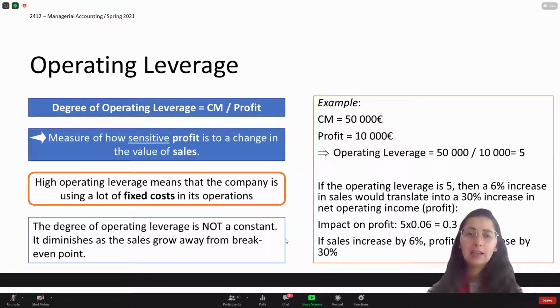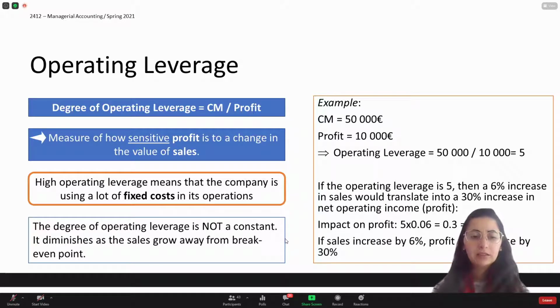So this, again, is a very quick way for organizations to measure the sensitivity of profit when there is a change in sales. This is very important for organizations to calculate, to have an idea of how the business stands.